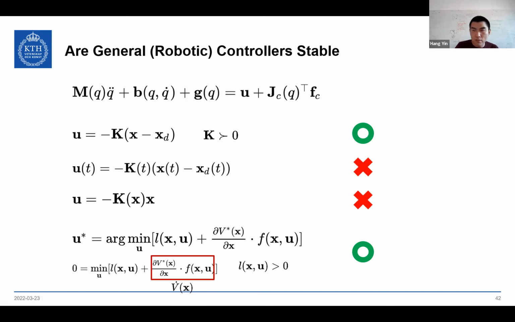Any questions regarding discussion so far? It's probably a bit more control oriented now.